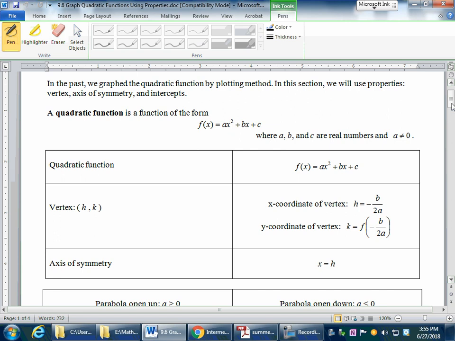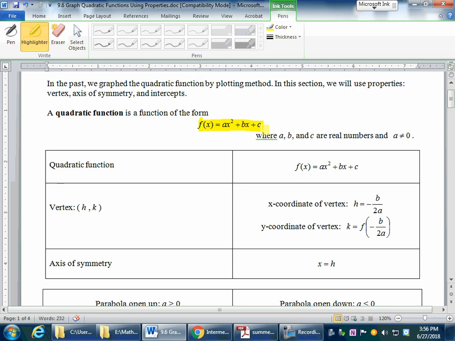So quadratic functions are basically written in this format: f of x is equal to ax squared plus bx plus c. And then a, b, c are real numbers, and your a cannot be zero.